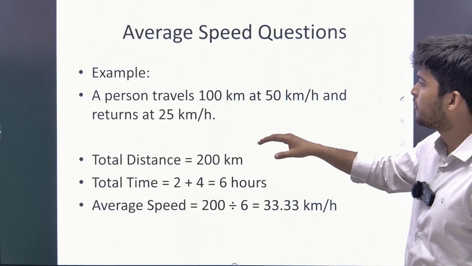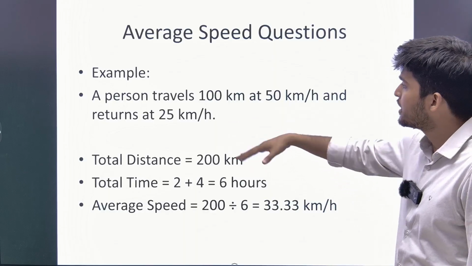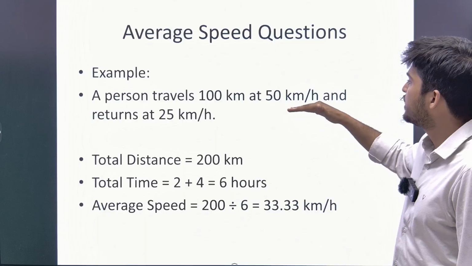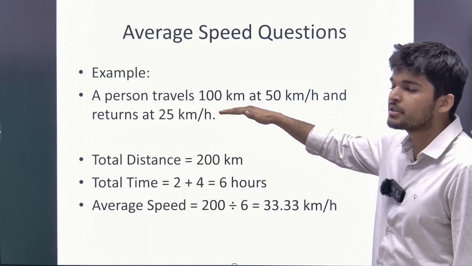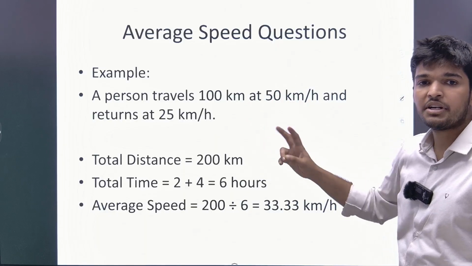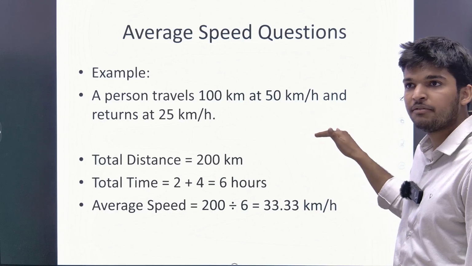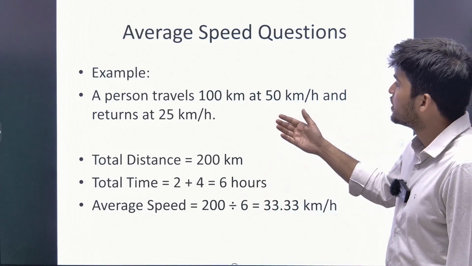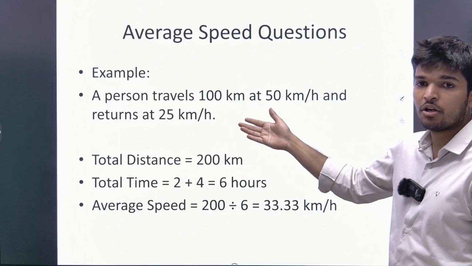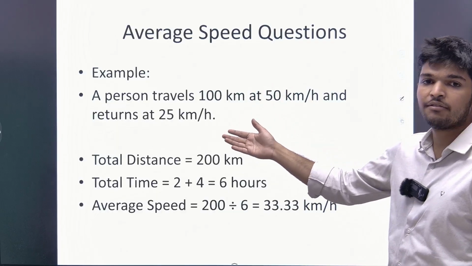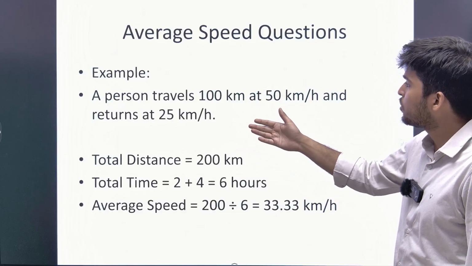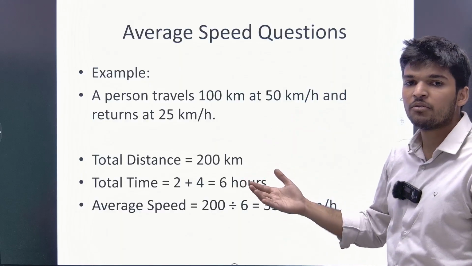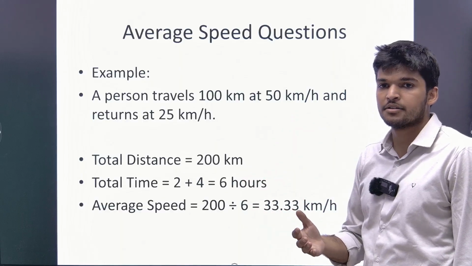total time taken, which we will have to calculate separately for the going distance and the coming distance. If the speed is 50 kilometers per hour and the person has to travel 100 kilometers, it will take 2 hours. That is 100 divided by 50. And on the return journey, the distance is the same, that is 100 kilometers, but the speed is 25 kilometers per hour. So the time taken would be 4 hours. So the total time would be 2 plus 4, that is 6 hours.